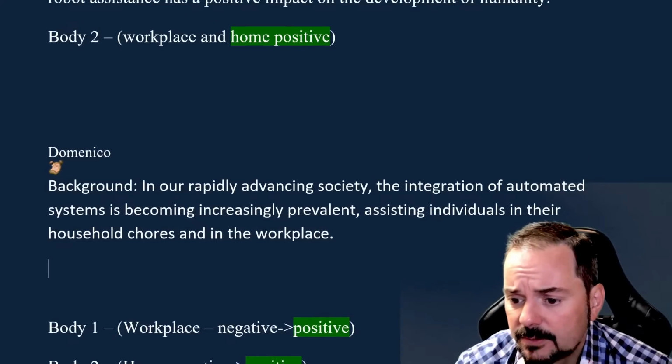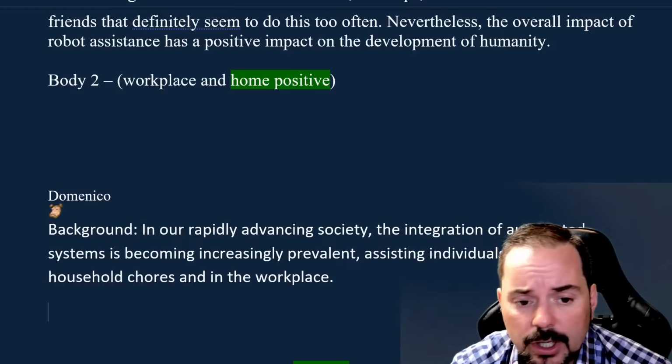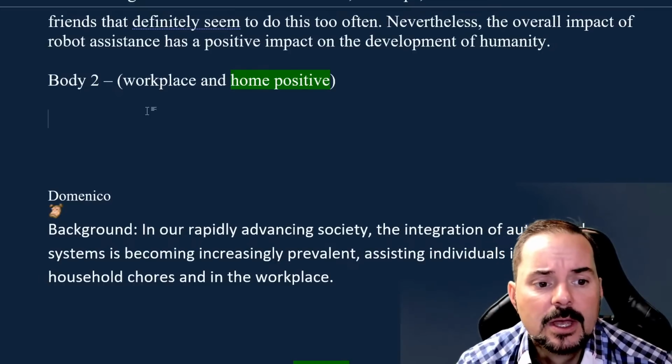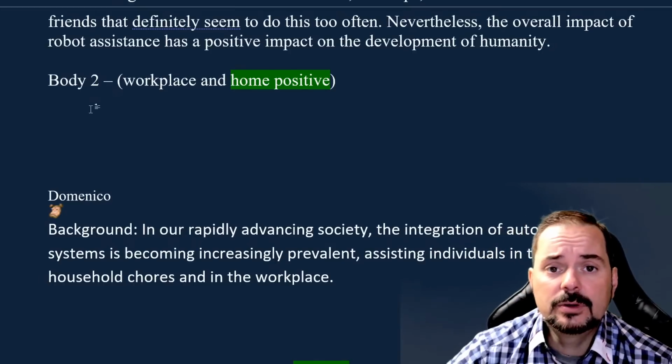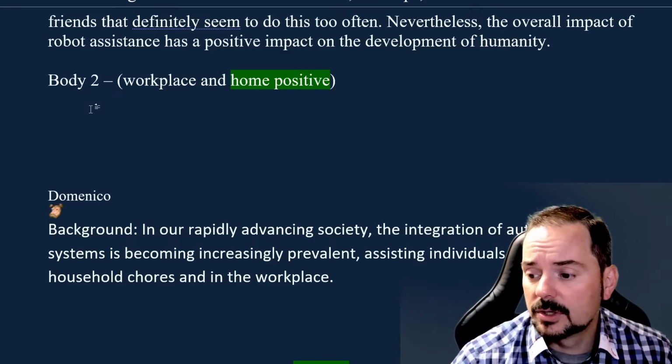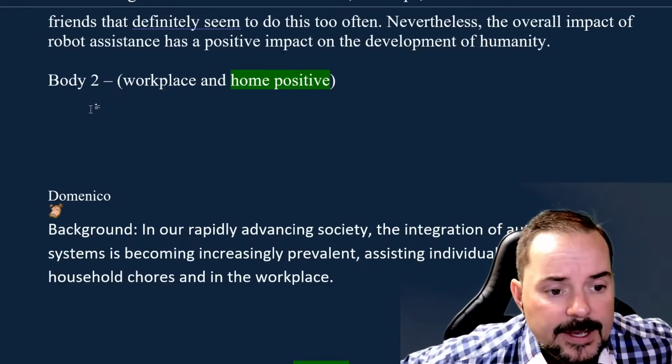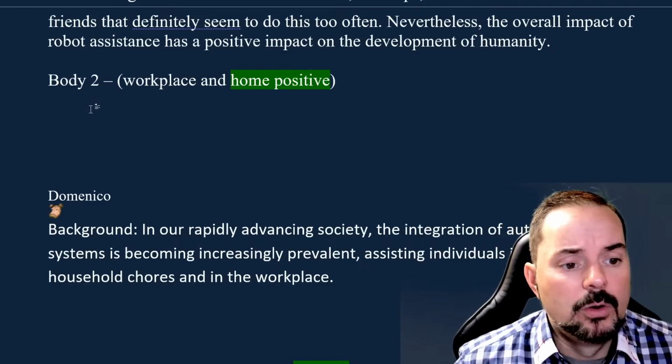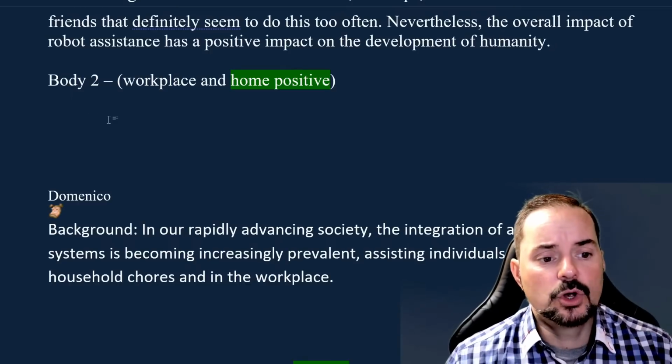Now I see lots of you writing. Amra, you're writing as well. Good. Nice. Okay. Let me write a bit of body paragraph 2, and then I will take a closer look at some of your writing as well. Okay. So here we go. Body 2, workplace, home, positive.